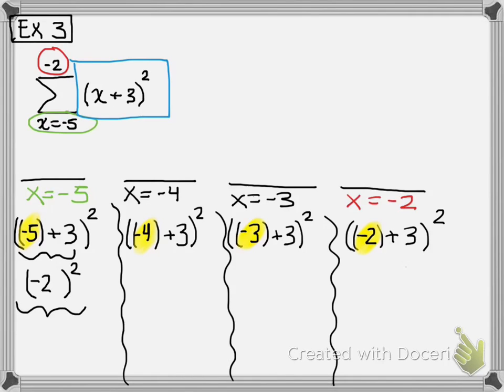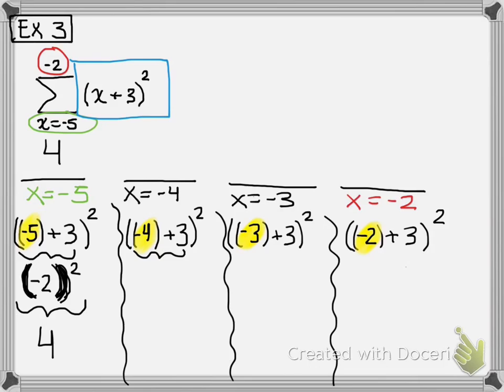Now, when you type this into your calculator, you want to make sure these parentheses are always there before you type the squared. If you don't do that, it's going to give you a number that's negative. But we know that negative 2 times negative 2 is a positive 4. So if you do type it in the calculator, parentheses. Okay, let's do the next one.